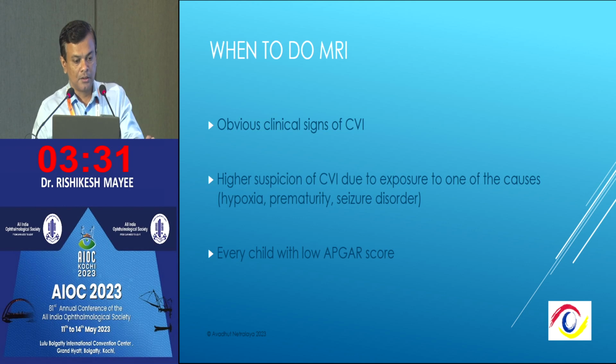So when to do MRI? When there is an obvious sign of cerebral visual impairment, or in patients with prematurity or seizure disorders, or if the APGAR score is low. As soon as the patient gets fitness, he should undergo an MRI.